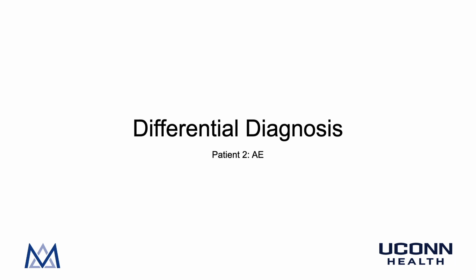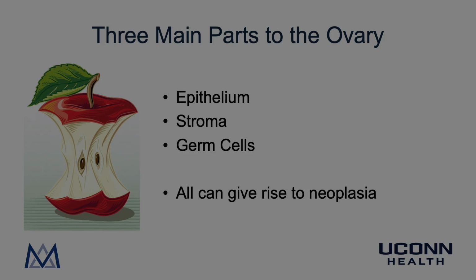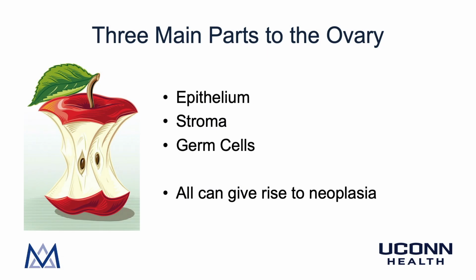Before we move on to our complete differential diagnosis, let's learn a little bit about the parts of the ovary and how these can give rise to neoplasia. When thinking about the three main parts of the ovary, it is helpful to use an analogy with an apple. Apples have a surrounding skin, they also have their fruity pulp, and in the center they have small seeds. It's a bit of an oversimplification, but the ovary can be thought of in the same basic way.